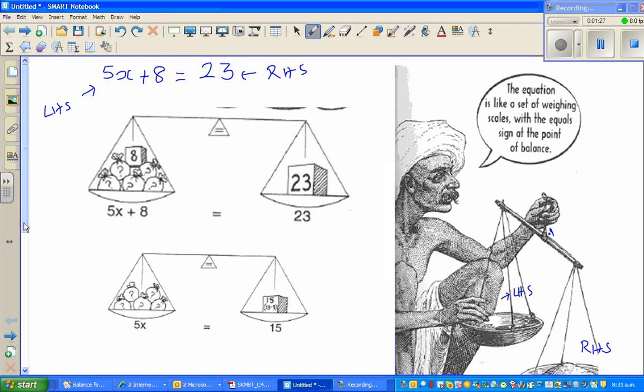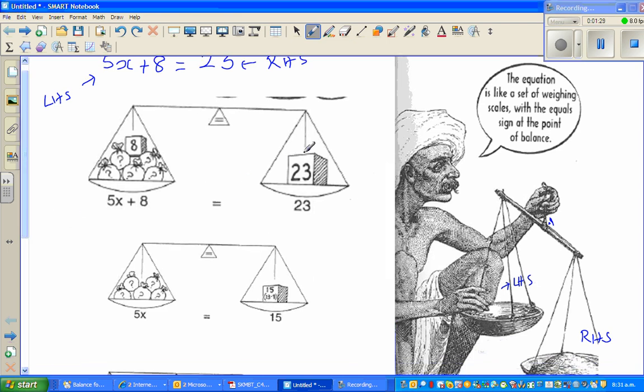Now the next step: this 23 can be written as 15 plus 8. Does it make sense? 15 plus 8. So you have a balance. Instead of a weight of 23, suppose this is a weight of 15 plus a weight of 8.